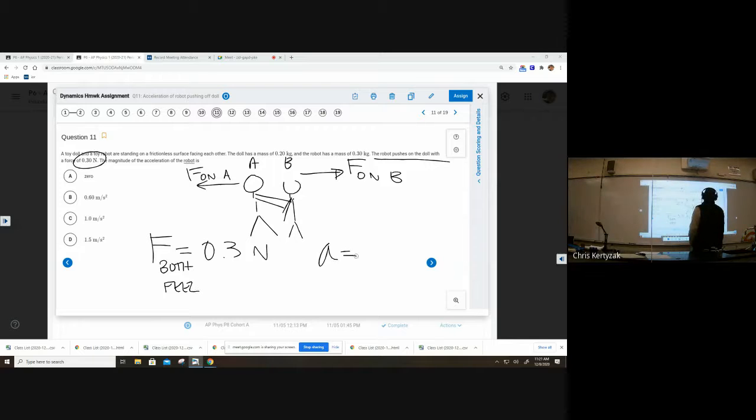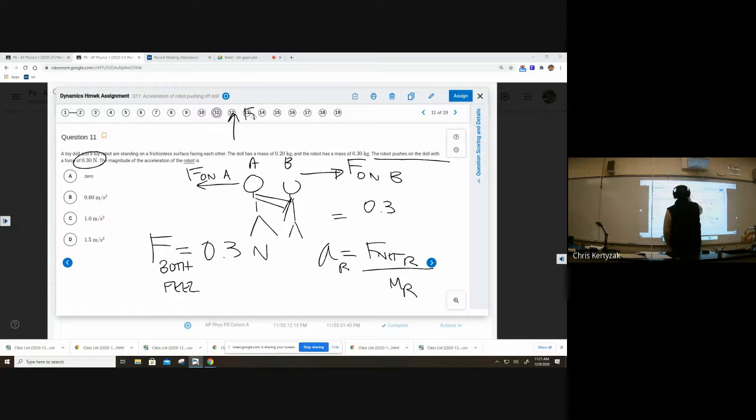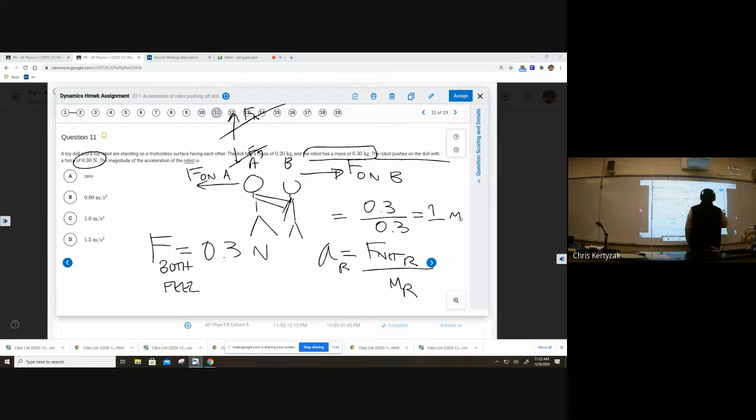So the acceleration of the robot, I'll put R for robot, is equal to the net force on the robot divided by the mass of the robot. The net force on the robot would be 0.3 newtons because, again, the normal force and the weight force are going to cancel. For the person that's standing, those are not of interest. So the net force is just 0.3 divided by, what are we talking about? The robot. The robot had a mass of 0.3 also. Okay, 0.3 divided by 0.3, that's 1. So that would be the acceleration rate during the push.